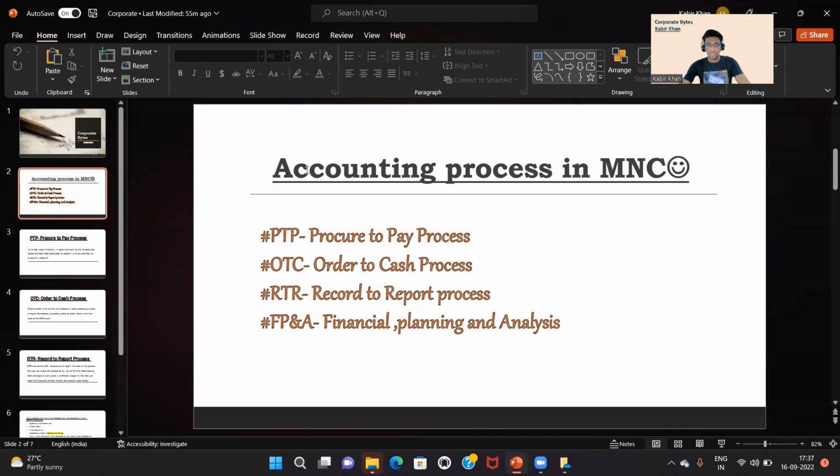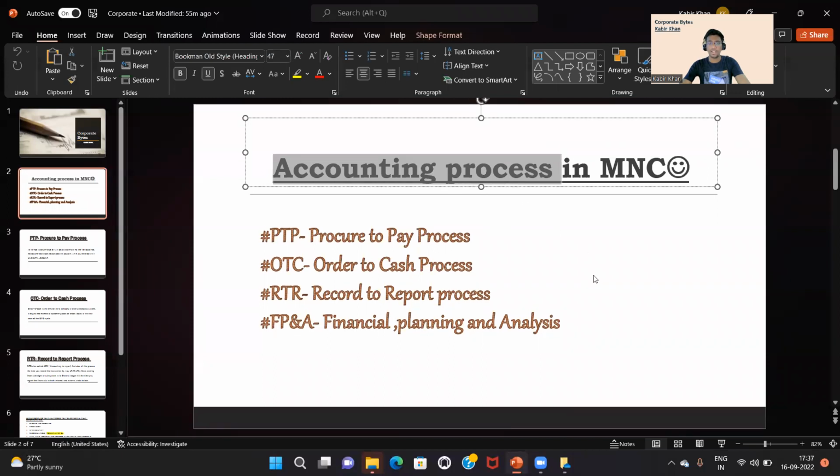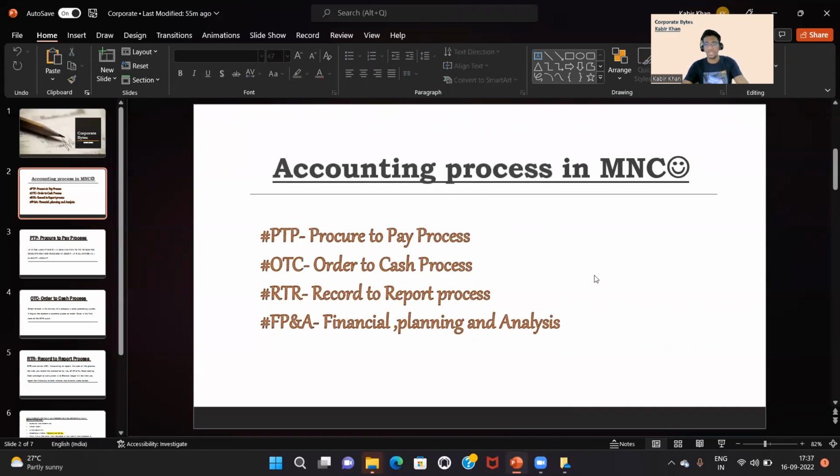The preparation part will differ between domestic companies and multinational companies. In a domestic company, we will find one person doing all of this, all the accounting entries, preparing the different financial statements and all those things. But in multinational companies, they have divided the process into different parts. So here we will discuss the various processes related to accounting.